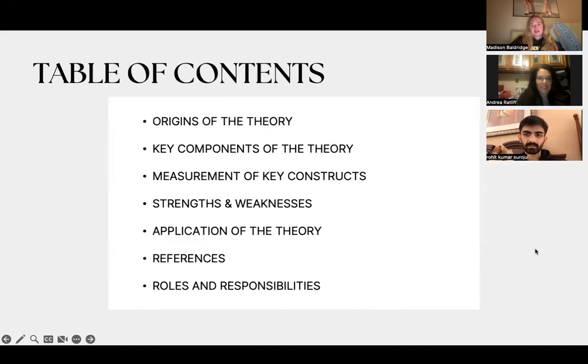This is Rohit Kumar Sarojju. Sorry, Rohit. This is our table of contents. This is what we will be talking about today. We're going to go over the origins of the theory, key components, measurements of key constructs, strengths and weaknesses, application, references, and then our roles and responsibilities.